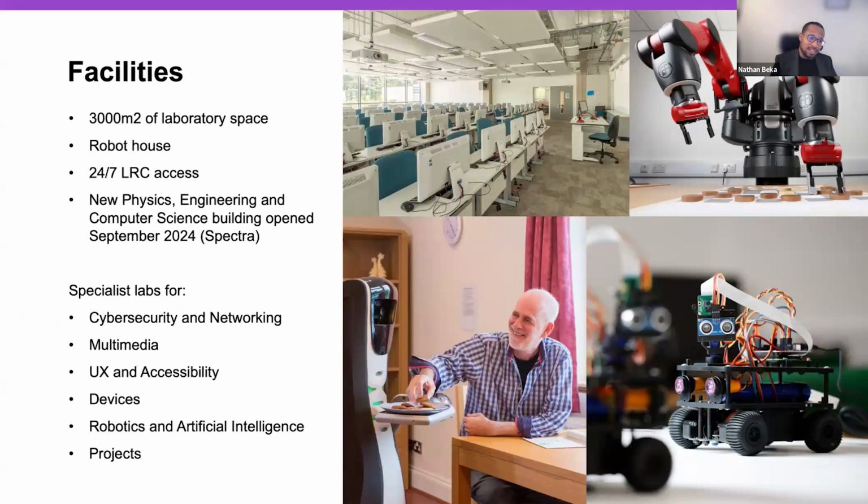So our facilities. We have about 3,000 square meters of lab space in the university, where you can do your practicals. We have labs for different things. We have a robot house. This is a facility where we carry out research on robots for helping around the house. It's a big project and it's been going on for a couple of years.